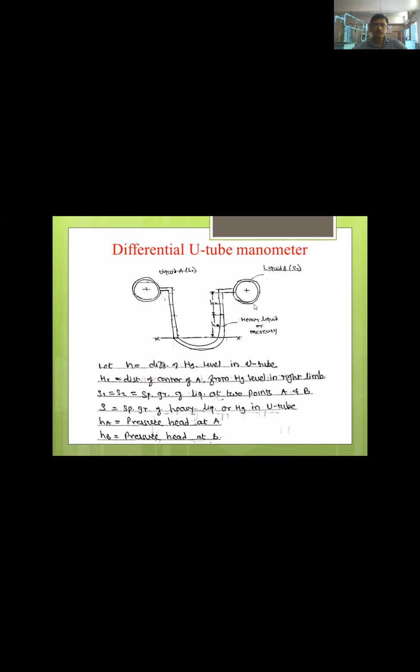This is the formula to find out Pa minus Pb. Before that, you can draw the diagram. In this diagram, this is liquid A and liquid B, or point, section A and section B. Like that, you can use the notation. Then Ha minus Hb.